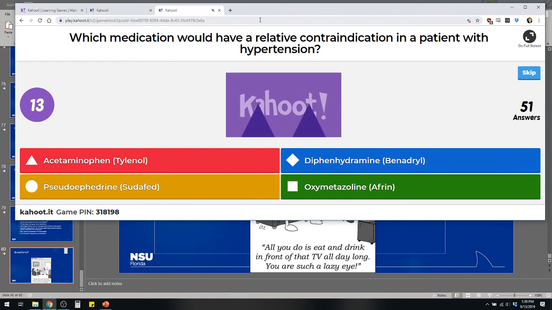Which drugs have concentration dependent killing? Aminoglycosides are a good one. Fluoroquinolones, stuff like that.